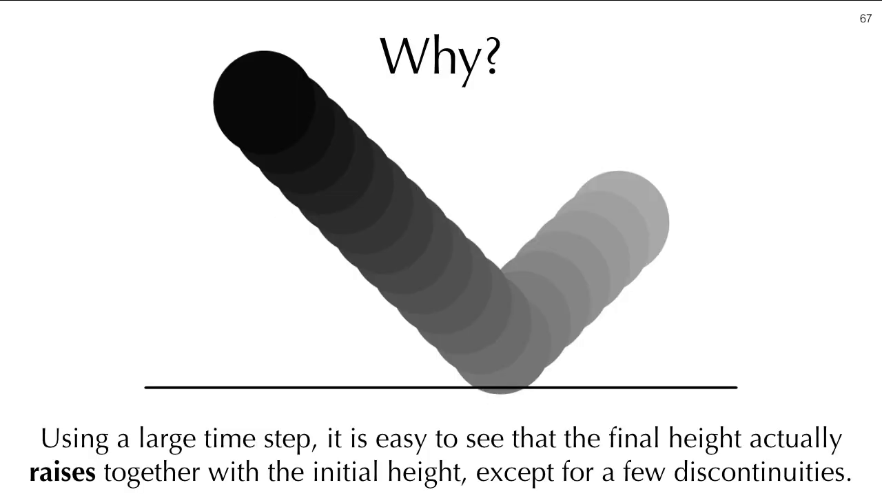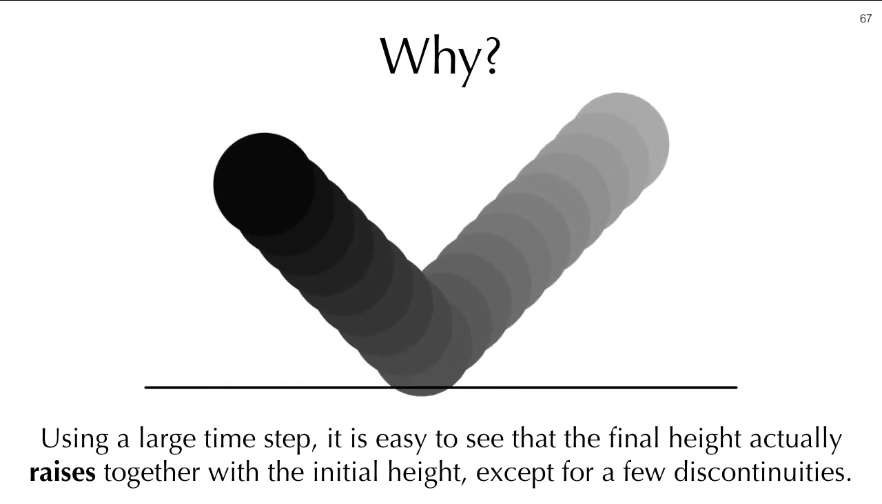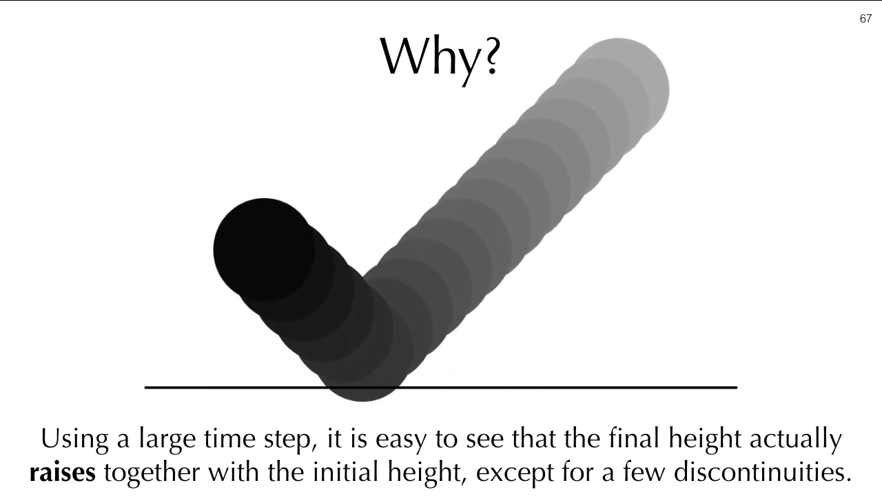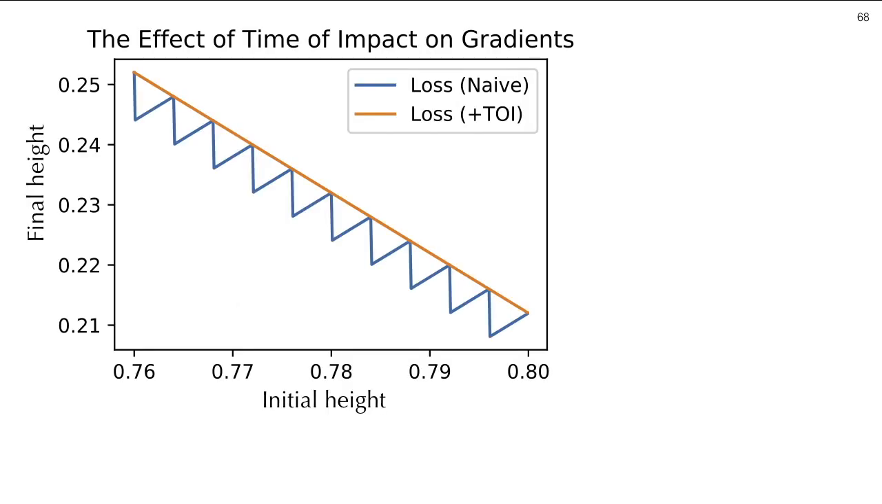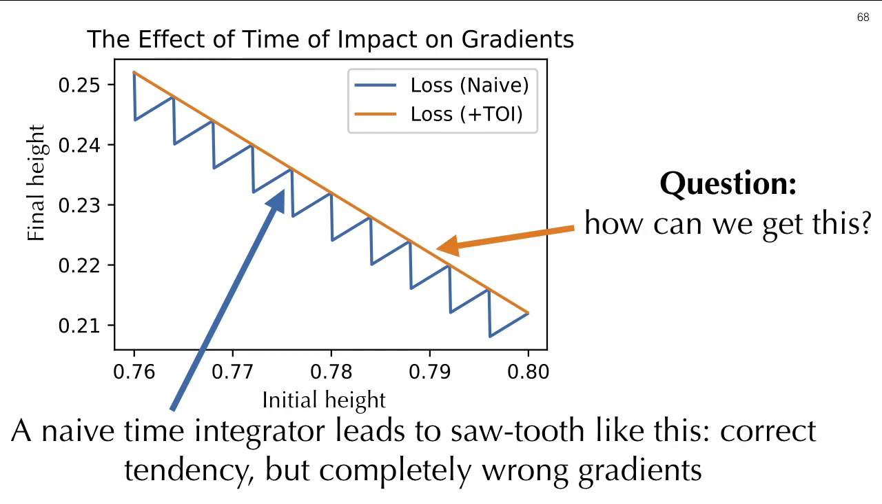Why is that happening? Well, let's use a larger time step and see what's going on. Because our collision detection is still discrete, it's easy to see the final height actually races together with the initial height, except for a few discontinuities. So if you do the simulation and plot the final height versus initial height figure, you get a blue curve, and you see a sawtooth pattern there. It has a correct tendency, but it has completely wrong gradients. The question is, how can we get the original curve, which has both the correct tendency and the correct gradient?